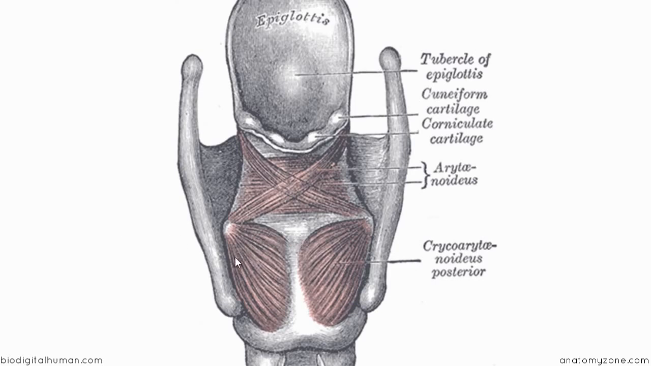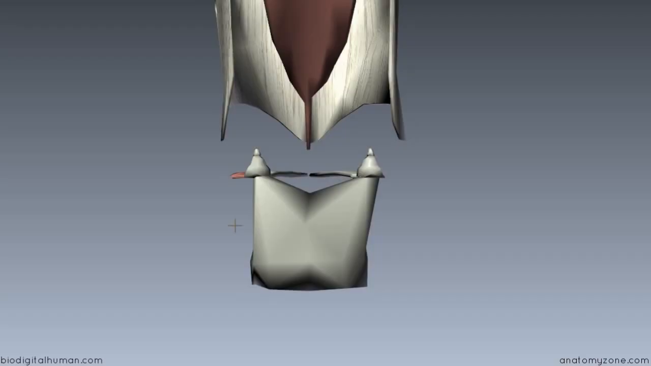And then you've got the posterior cricoarytenoid muscles attaching on the oval depressions on either side of the midline of the posterior surface of the cricoid cartilage. These muscles insert onto the muscular process of the arytenoid cartilage. If you remember, the arytenoid cartilage has two processes. You've got the muscular process, which sticks out posteriorly and laterally, and you've got the vocal process, which sticks out anteriorly and serves as a point of attachment for the vocal ligament.